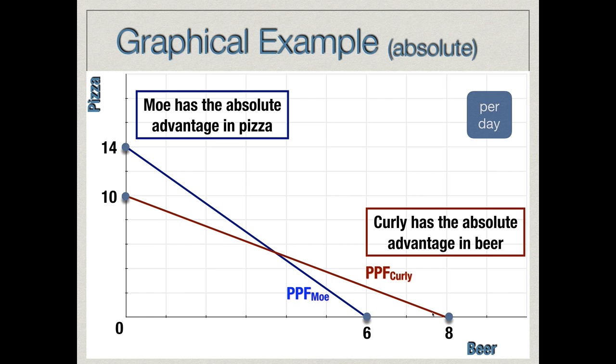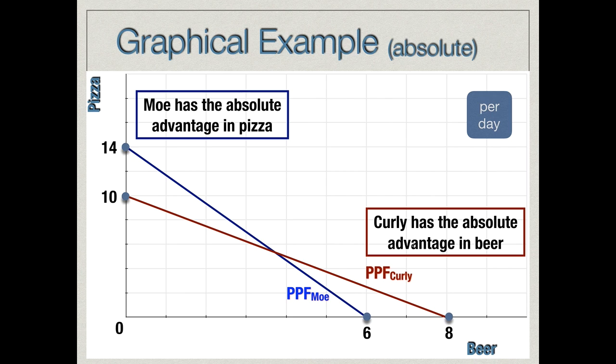And with this new production possibilities frontier, we can see that Curly can produce 8 beers in a day when he spends all of his time producing beer, while Mo can only produce 6 beers in a given day when he spends all of his time producing beer. So Curly has the absolute advantage in beer production.